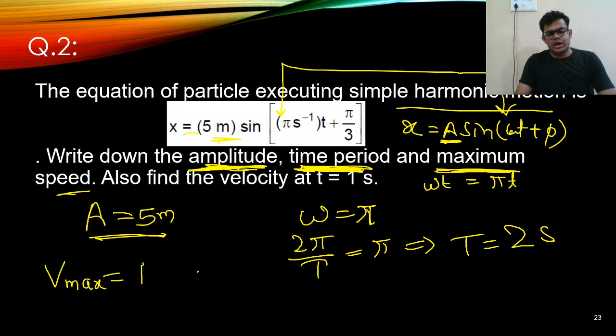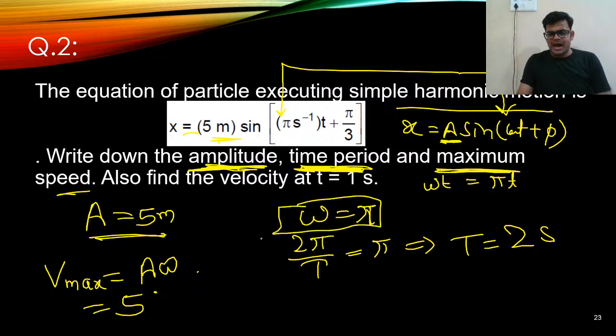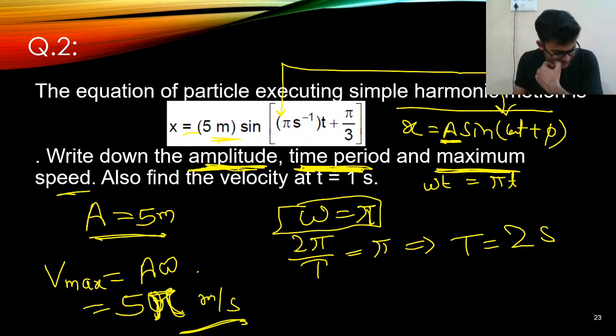V max is A omega. So let us write its formula. 5 is amplitude and omega is equal to pi. So 5 pi is the answer. 5 pi meter per second is the maximum speed. Okay. So I think you are getting it right. Nice, Sejal. Yes. So 5 pi meter per second is maximum speed. Maximum speed formula is A omega.